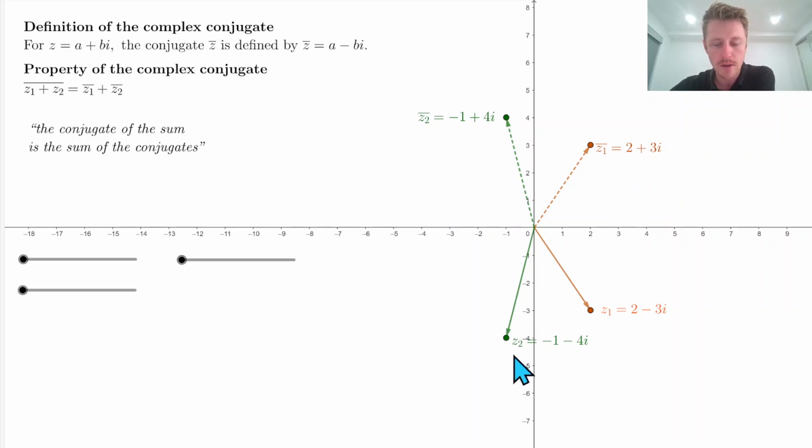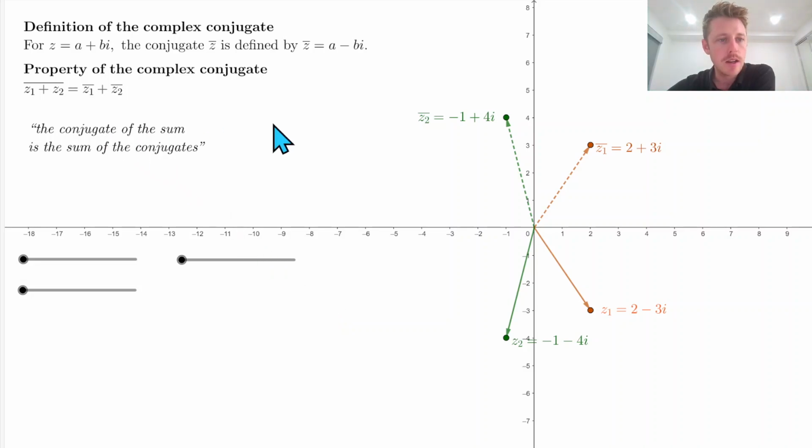Similarly, if you've got some other complex number, -1 minus 4i, then the complex conjugate of that is -1 plus 4i. So hopefully you can see that to take the conjugate of a complex number has the effect of reflecting it across the real axis. Remember, the real axis is the x-axis. So yeah, that is what it means to take the complex conjugate.